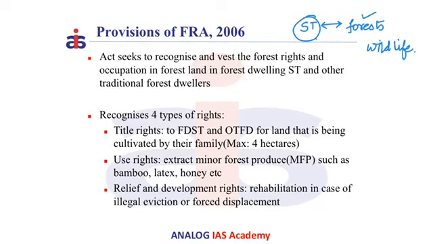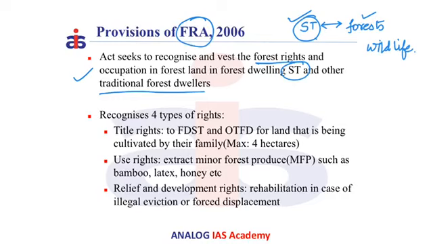The worst happened in the time of British rule, where these communities were evicted from the land. Therefore, the Forest Rights Act of 2006 seeks to recognize the forest rights of those dwelling in the forest, communities like the Scheduled Tribes and other traditional forest dwellers.